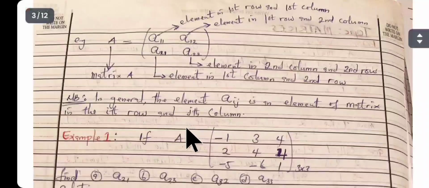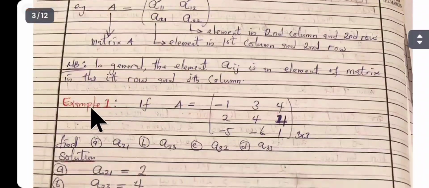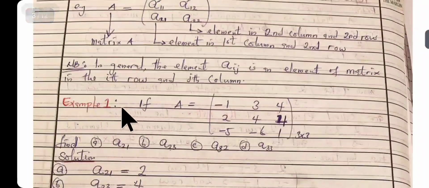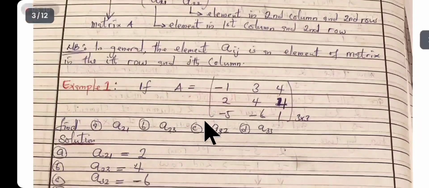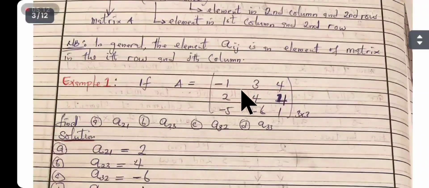Okay, so now let's look at an example. We have example 1. If A is equal to the matrix with entries minus 1, 3, and so on, and this is a 3 by 3 order matrix, find A21, A23, A32, A33.